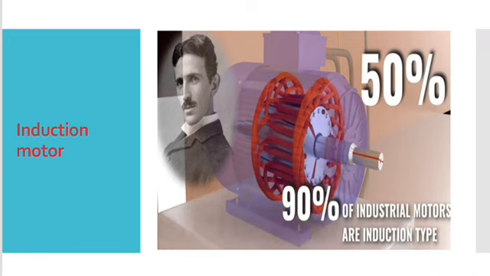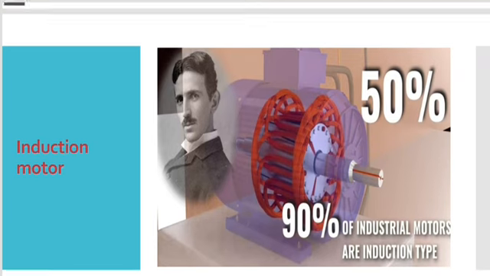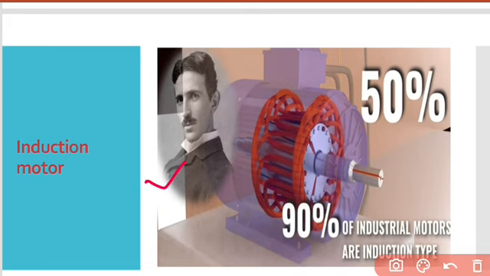You can see this picture. This picture is of the very famous scientist Nikola Tesla. The invention of the induction motor permanently altered the course of human civilization. This 100-year-old motor, invented by the great scientist Nikola Tesla, is the most common motor type even today. In fact, 50% of global electric power consumption is due to induction motors, and 90% of industrial motors are induction type. So you can see how huge a role induction motors play in the industrial world.